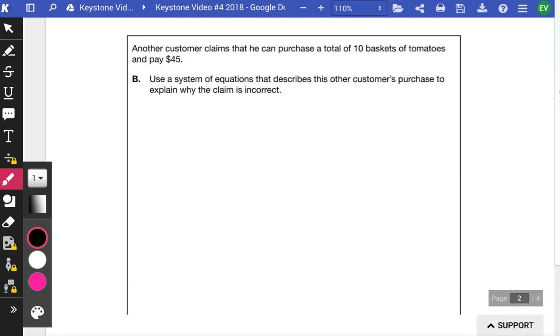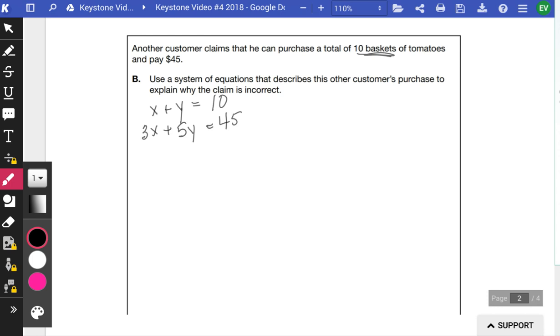The next one, another customer claims that he can purchase a total of 10 baskets of tomatoes and pay $45. So use a system of equations that describes this customer's purchase to explain why the claim is incorrect. So let's set up our information the same as the other one. So we know he has 10 total baskets. So his small basket plus his large baskets must be 10. And again, we have 3x plus 5y equals 45.